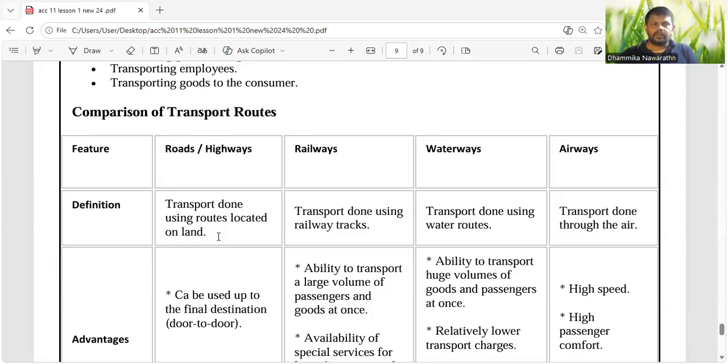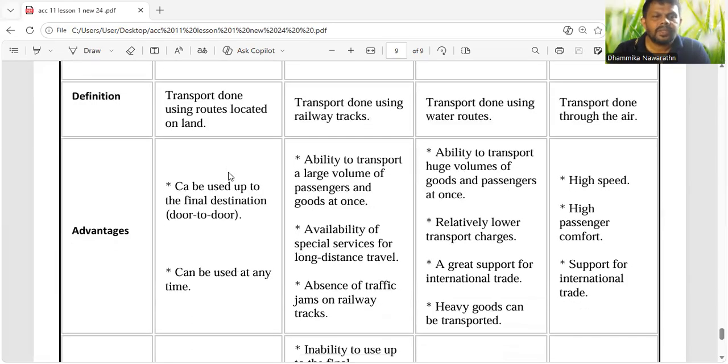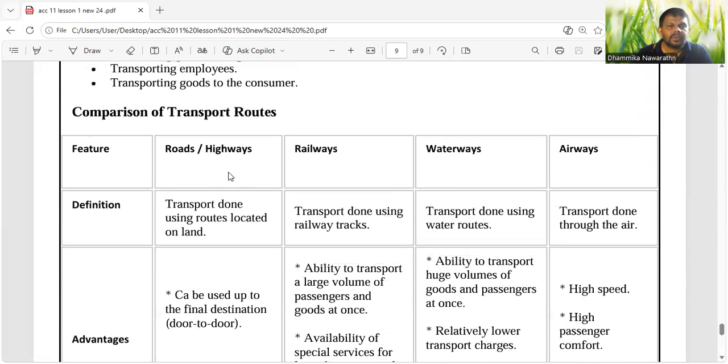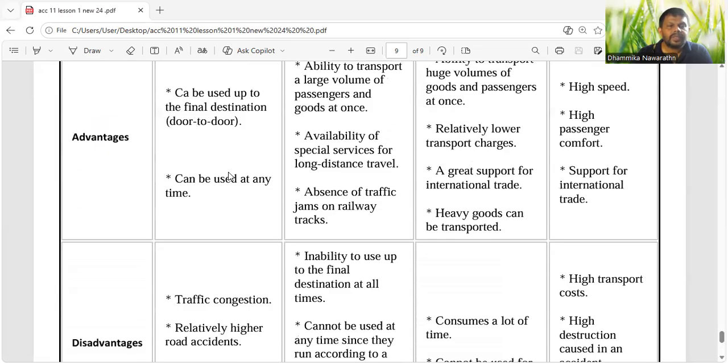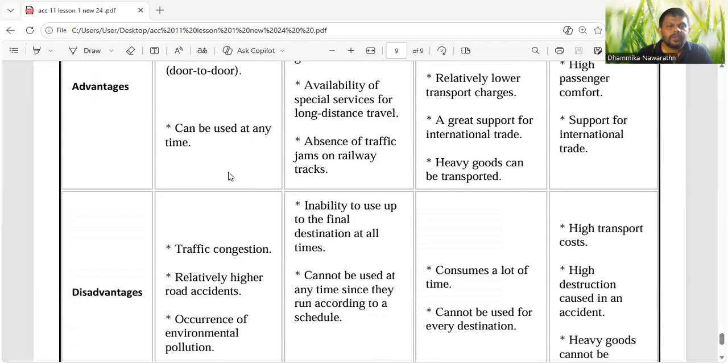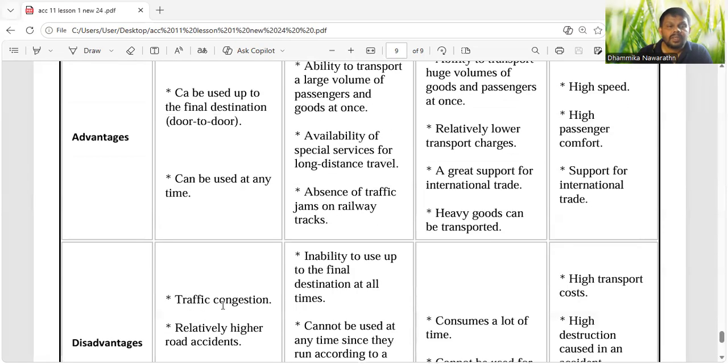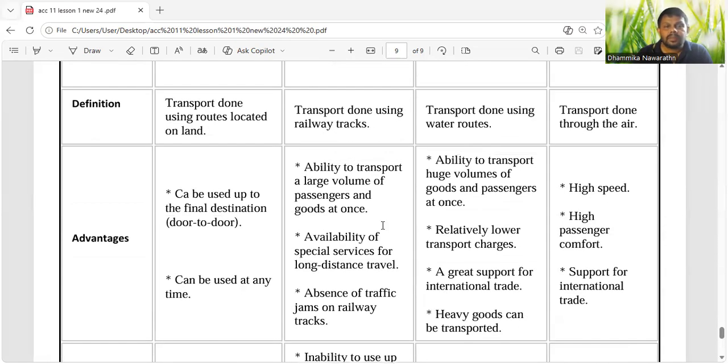Now again, what we discussed: roads, railway, waterways, and airways. We are going to make a comparison, starting with the definition, then the advantages and disadvantages. Roads can be used up to the final distance, door to door, and can be used at any time, 24 hours. The disadvantages are that traffic is there and many accidents can happen. Another case is that environmental pollution is mostly from the road.